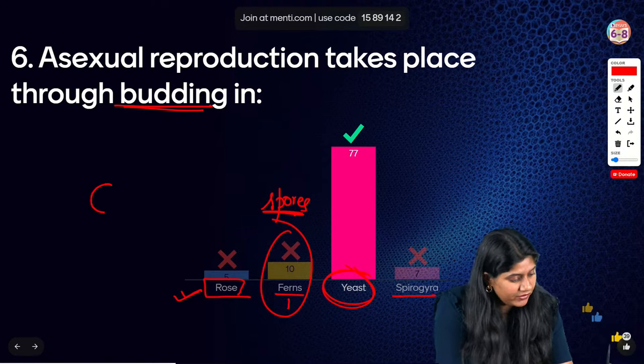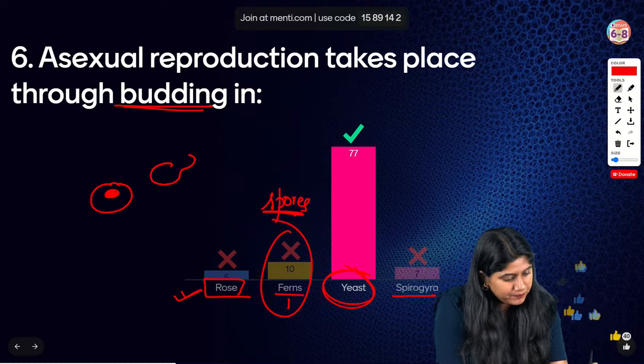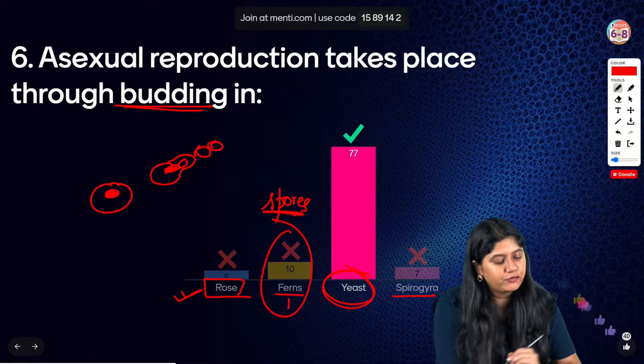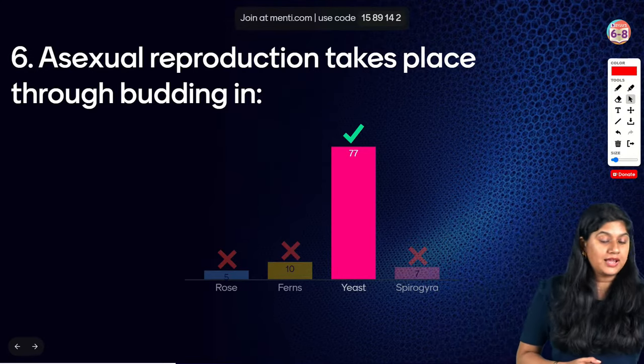So what happens initially? We have the yeast with the nucleus. Slowly it will develop. The nucleus will divide and the cytoplasm will divide, and ultimately we'll see the bud formation. Clear? Good. So that's the answer, everyone.